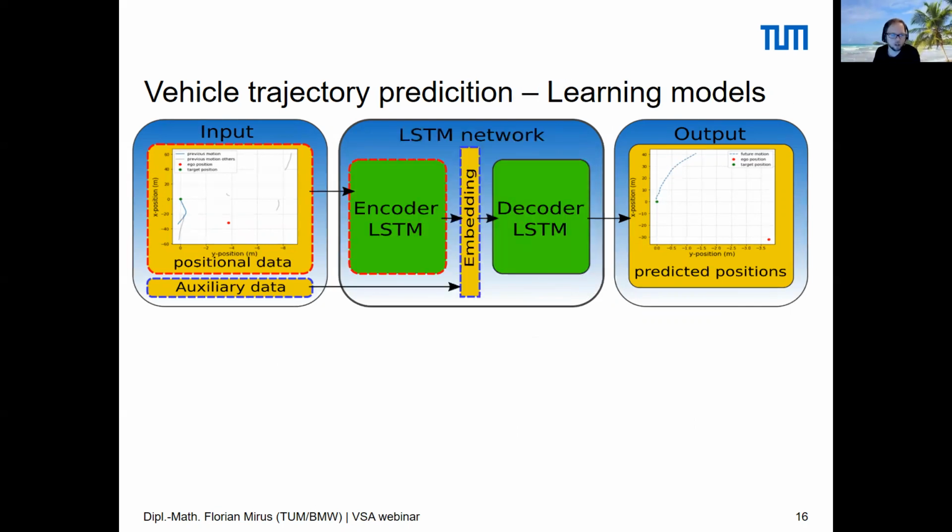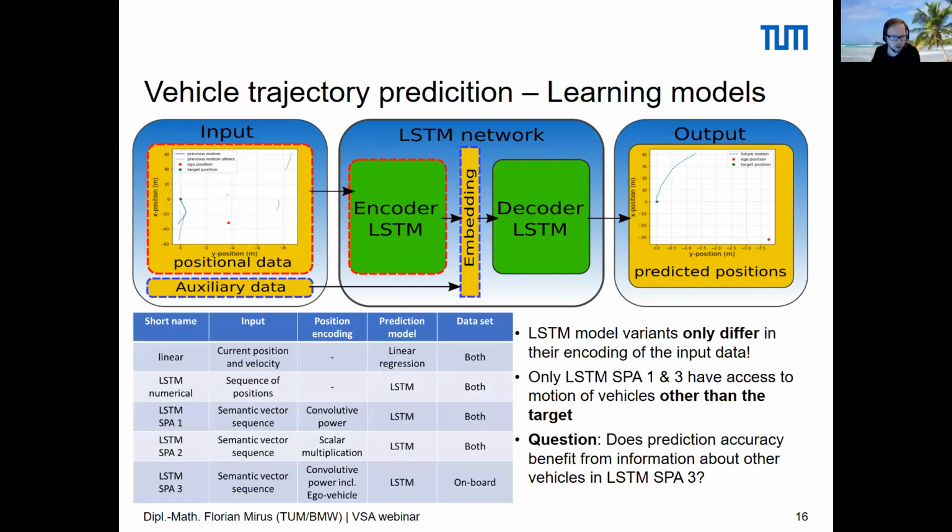The main architecture that I've been using is an LSTM network consisting of one encoder LSTM and one decoder LSTM. Additionally, I also use a very simple linear prediction model based on a constant velocity assumption.